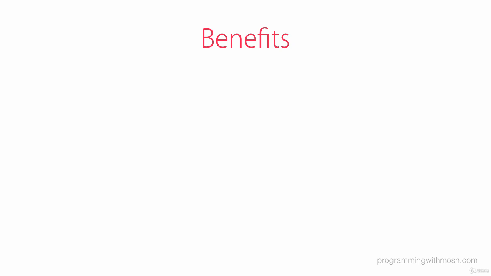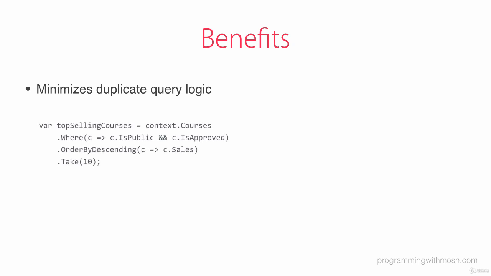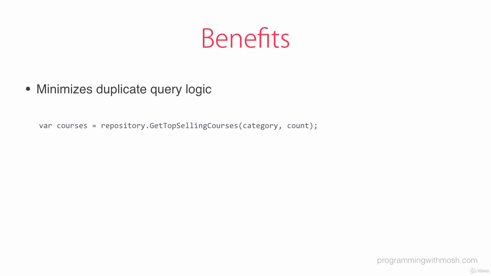So what are the benefits of the repository pattern? The first one, again based on Martin Fowler's book, is that it minimizes duplicate query logic. So imagine in a few different places in our application, we need to get the first 5 top-selling courses in a given category. Without the repository pattern, we'll end up duplicating this query logic over and over in different places. In situations like this, we can encapsulate this logic in a repository and simply call a method like getTopSellingCourses, which takes 2 parameters, the category and the number of courses to return. So this is one benefit of the pattern.